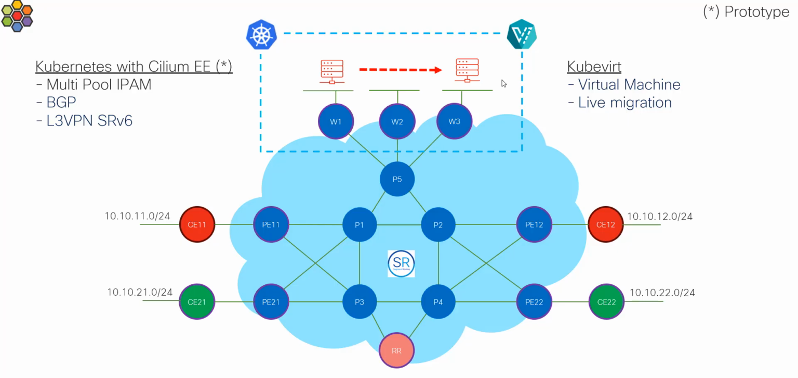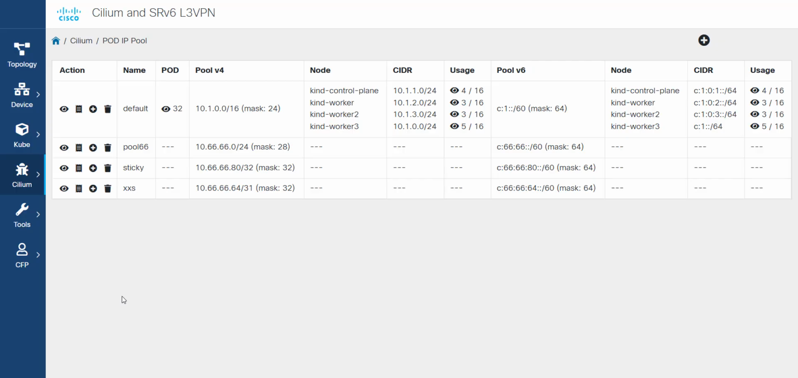The kube cluster is enabled with kubevirt, so the deployments that will be running in this demo are virtual machines, and I will also show live migration. Interaction with the kube cluster will be done via the custom GUI, and here we see what are the pod IP pools deployed on the cluster.